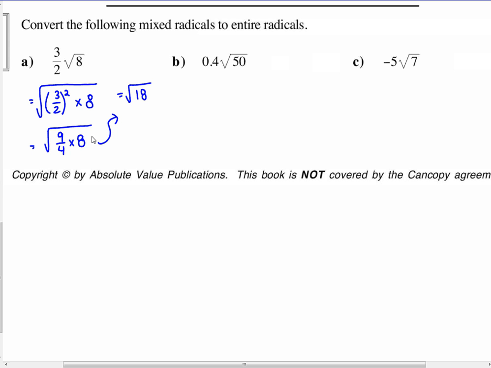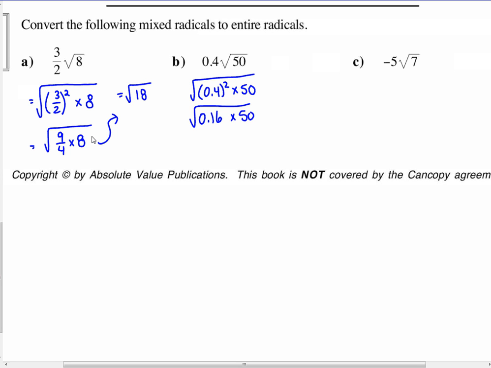So if your question is a fraction, you should work with fractions. If your question's a decimal, then you can work with decimals. Okay? So to bring 0.4 inside, what are we going to do to 0.4? Square it, and then times it by 50. What is 0.4 squared? 4 times 4 is 16. So 0.16? Right? Yes?